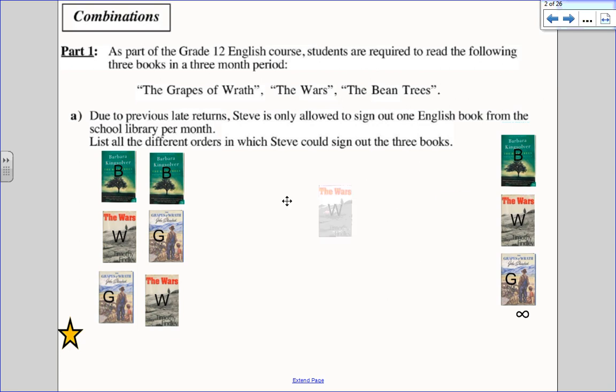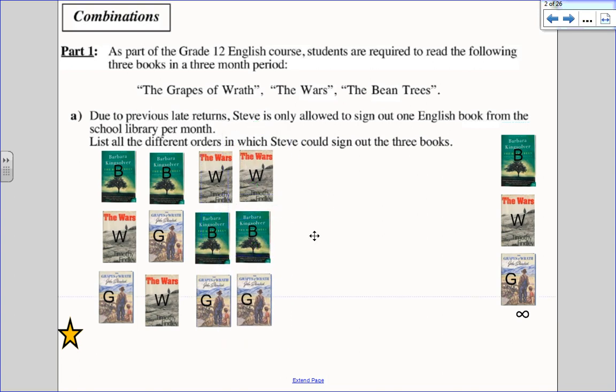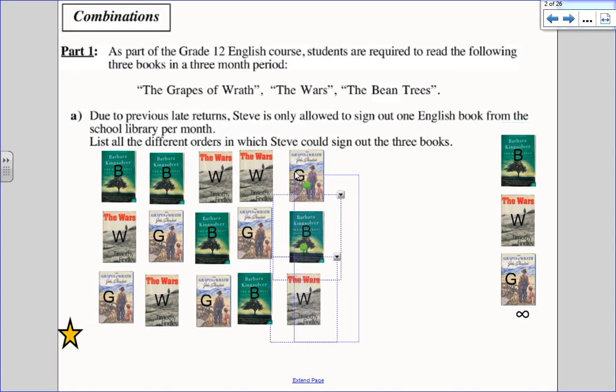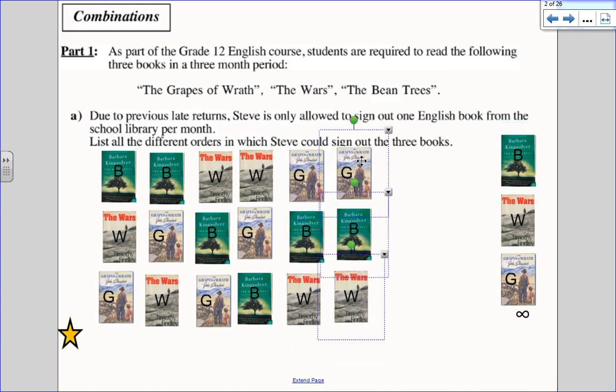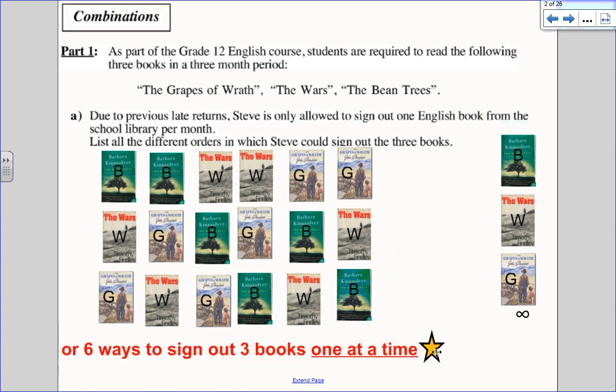Okay, now let's say he signed out The Wars first. Well, he could sign out The Wars, and then The Bean Trees, and then The Grapes of Wrath. Or he could also still sign out The Wars first, but switch around these books. And then the last set of options is he signs out The Grapes of Wrath first, and then The Bean Trees, and then The Wars. Or still signing out The Grapes of Wrath, just switch these 2 around. So those are all the different possibilities of signing out the 3 books.